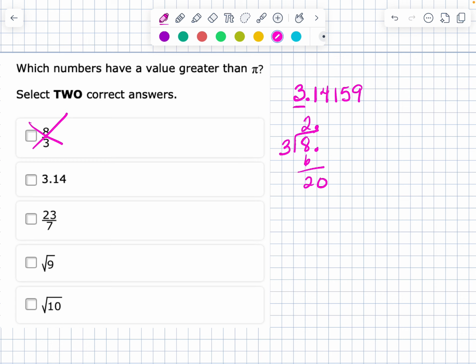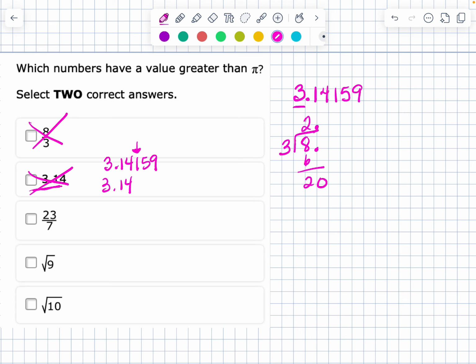Okay. The next one is 3.14, and we're comparing 3.14159 to 3.14. Okay, so because there's another digit after this 3.14 in pi, this one is less than pi. So that's probably the trickiest one as far as knowing how to compare it.